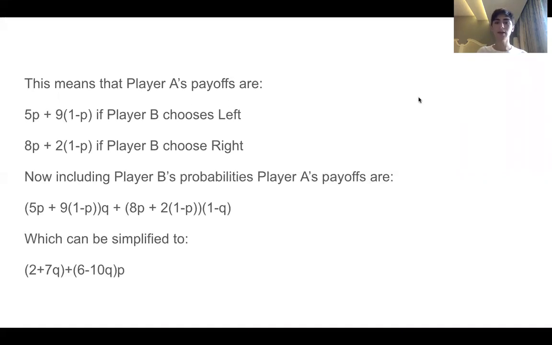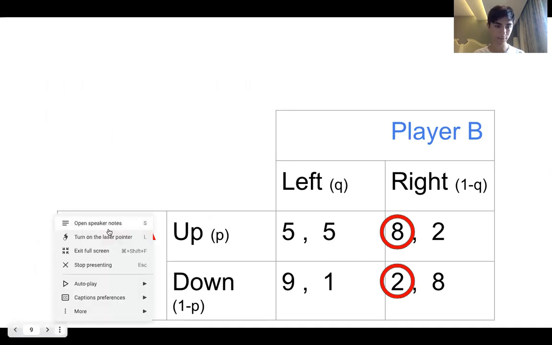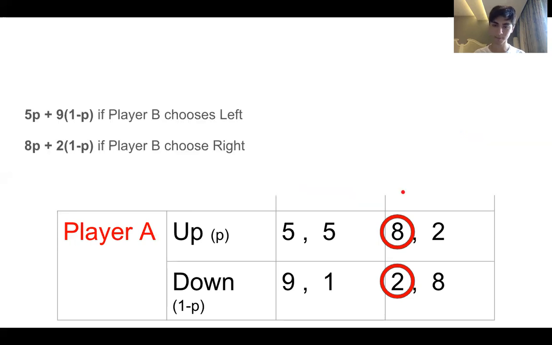Wonderful. Okay, now we're going to include player B's probabilities, right? Player B, we don't actually know what they're going to choose necessarily. They have their own probabilities. So the probability that player B goes left is Q, and the probability that player B goes right is 1 minus Q. You can remember this from the previous slides. Right, left is Q, right is 1 minus Q. Can you turn on the laser pointer thing? That might be helpful. There you are. So left is Q, right is 1 minus Q.